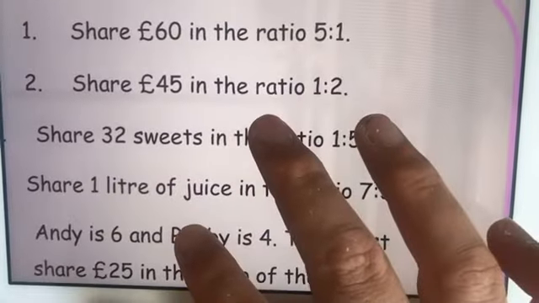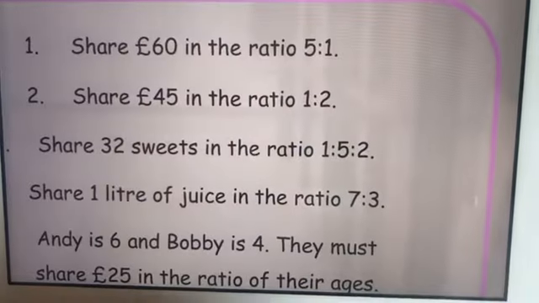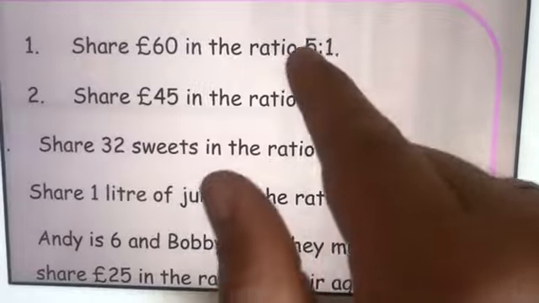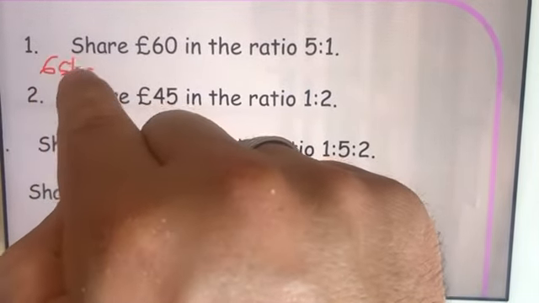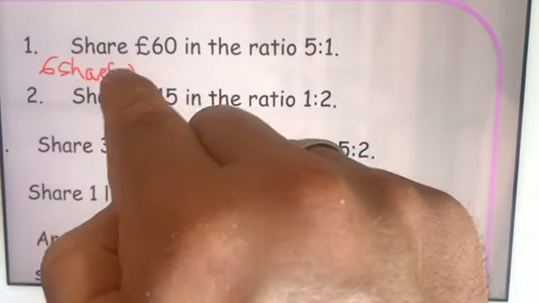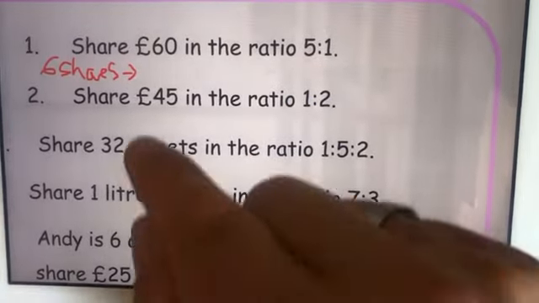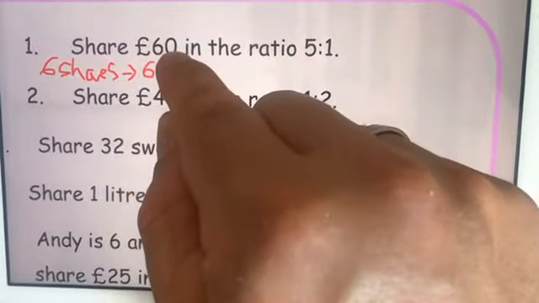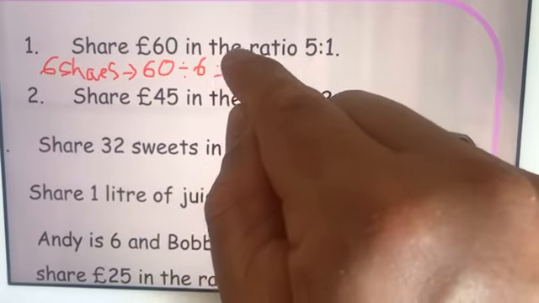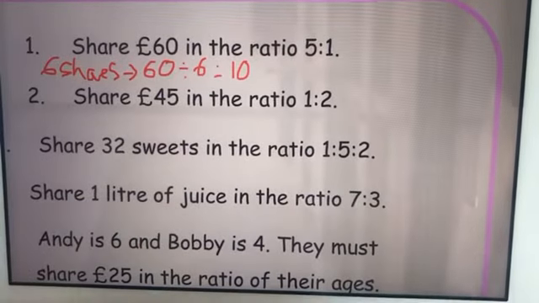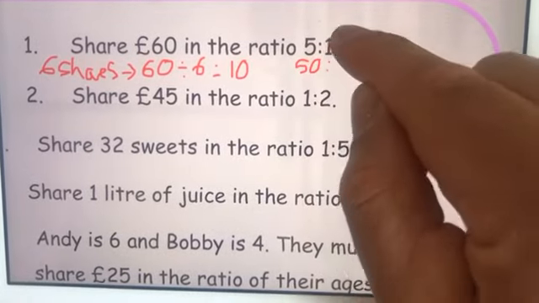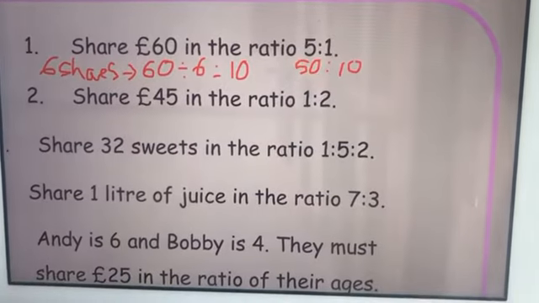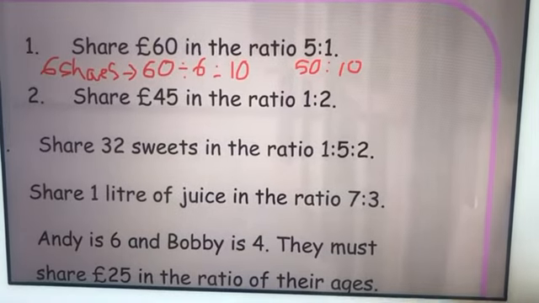Okay, 60 in the ratio 5 to 1. Okay, remember we add the ratios together first. 5 plus 1 is 6. So there are 6 shares. Okay, next we divide. 60 divided by 6 equals 10. So each share is worth £10. There are 5 lots of £10, so 50. Then there's 1 lot of £10, so 10. So one person's getting £50, one person's getting 10.